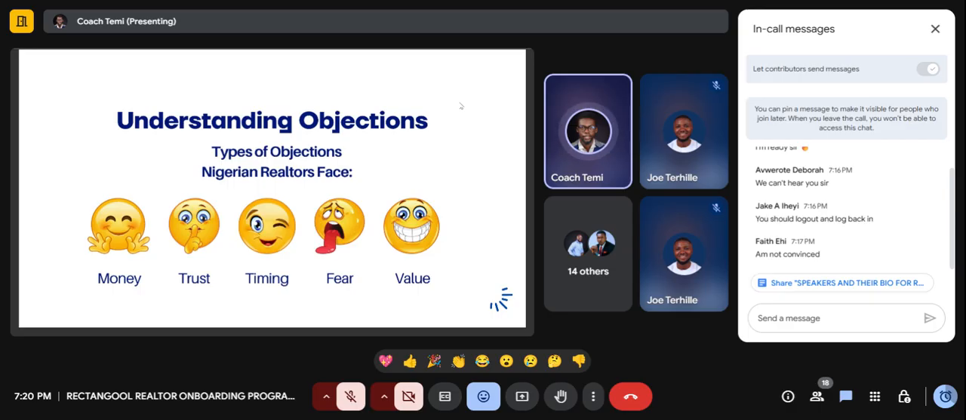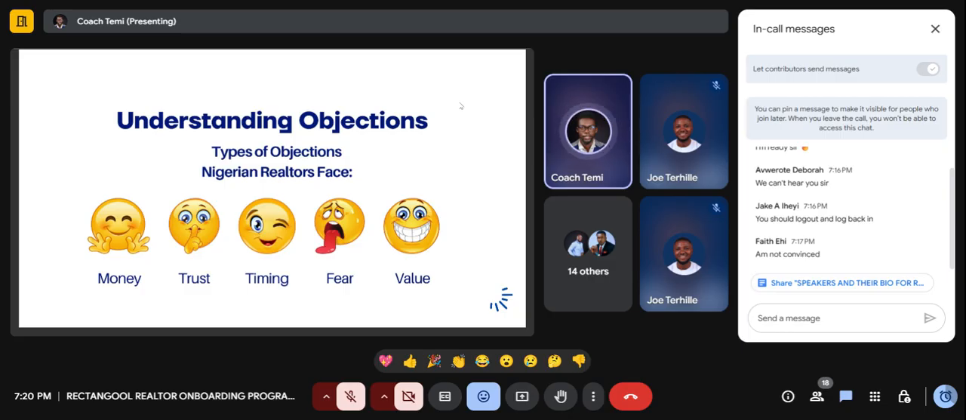You need to know exactly which category it falls into. So if the person says I've been scammed before, it doesn't mean that the person could not buy it now. It doesn't mean that the person does not trust you, so to say. It doesn't mean that the person does not have the right timing to buy. It just means that the person is scared of what has happened to him or her before.